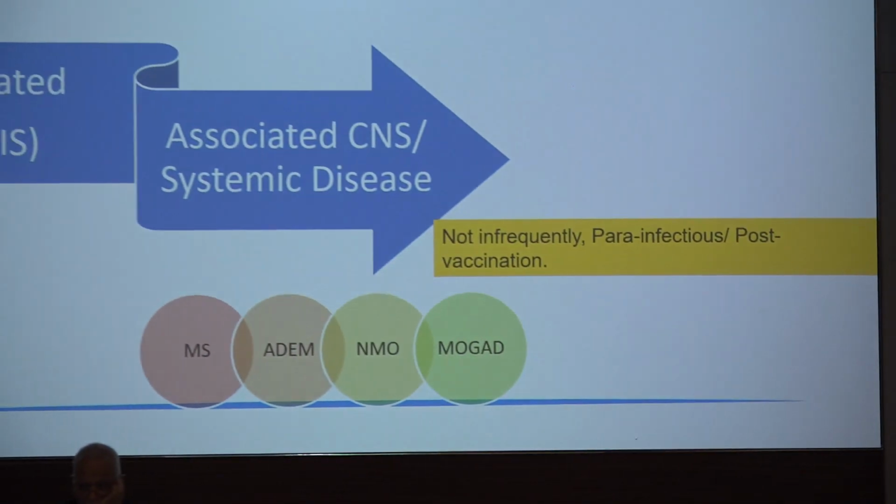We all know that optic neuritis is primarily secondary to demyelination, and it could be either an isolated disease or a clinically isolated syndrome, but more often than not there is some associated CNS disease. The most common four etiologies are multiple sclerosis, acute disseminated encephalomyelitis, neuromyelitis optica, and MOG-associated demyelinating disorder. In India, we should never forget the para-infectious and post-vaccination demyelinations that are quite common.